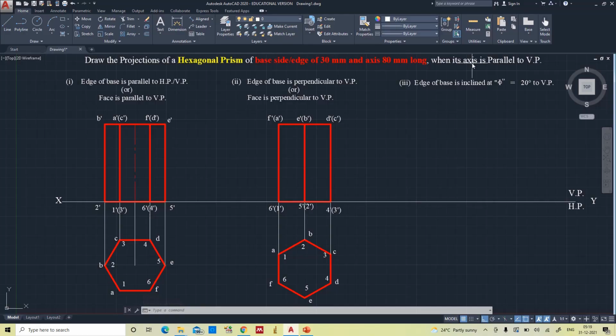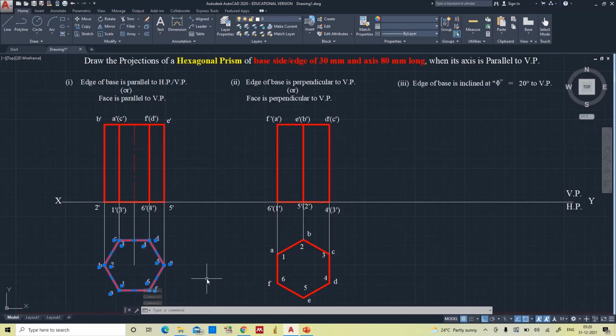And now one more case is when the edge of the base is inclined at phi, that is 20 degrees, to the vertical plane. As of now in this question I am taking 20 degrees. It varies from question to question. According to that you can change. So now instead of drawing, I am selecting, okay, everything is selected, Control C, Control V.